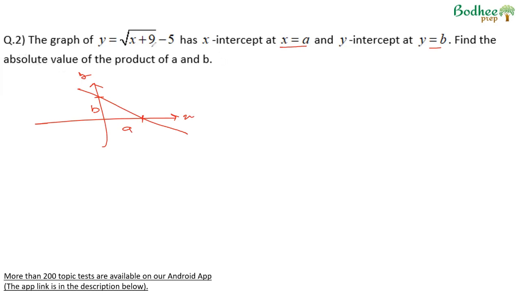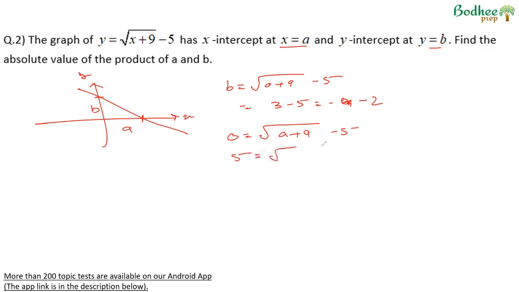Now, in this case, to get the y-intercept, that is b, I will put x is equal to 0. So b will be root of 0 plus 9 minus 5, which will be root of 9, 3 minus 5, which is minus 2, sorry. To find a, we will put y is equal to 0. So 0 is equal to root of a plus 9 minus 5, which means 5 is equal to root of a plus 9. Take the square, 25 is equal to a plus 9. Subtract, a is equal to 16. b is equal to minus 2, a is equal to 16.